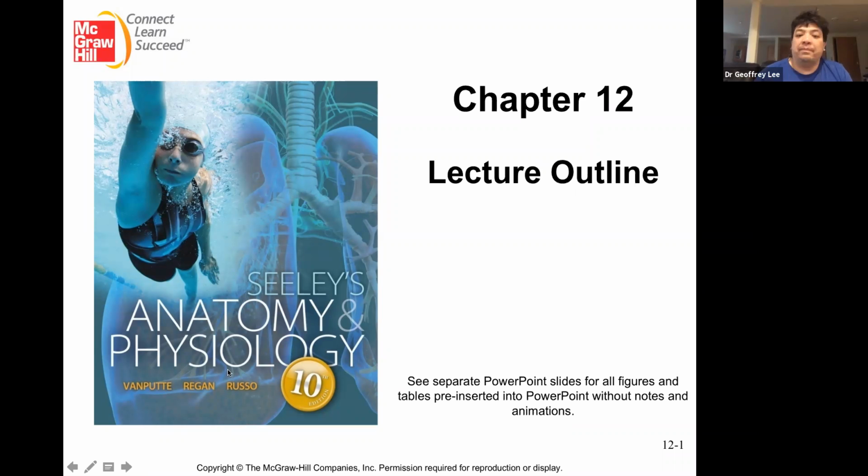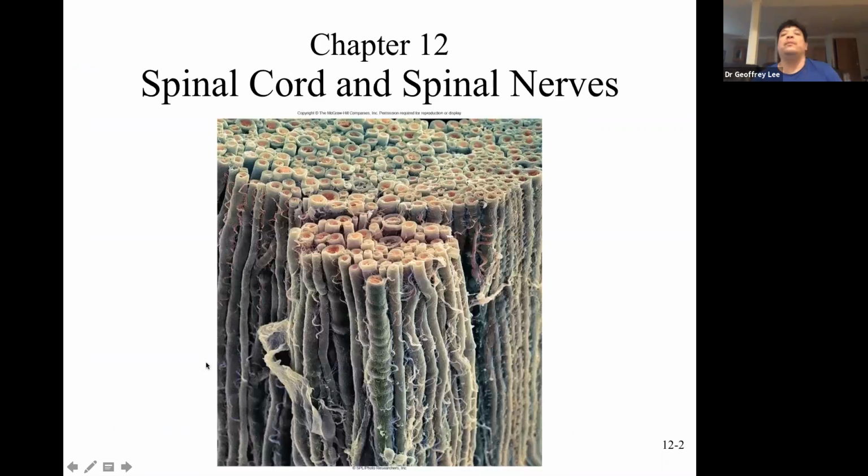Let's take a look at chapter 12. Chapter 12 is all about the spinal cord and the spinal nerves. What we're going to see is what a spinal nerve is and what is found in the spinal cord. We want to be able to look at those and understand them. Keep in mind, the spinal cord is incredibly important.